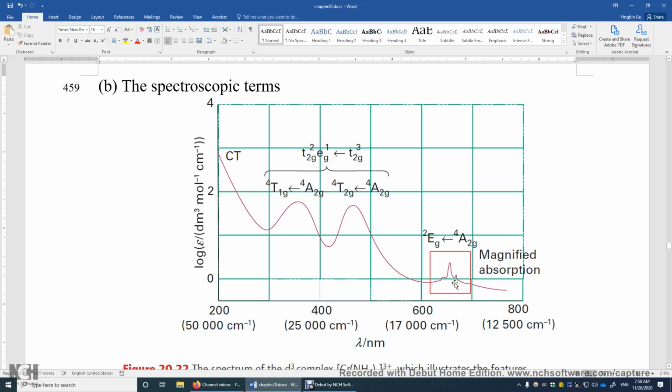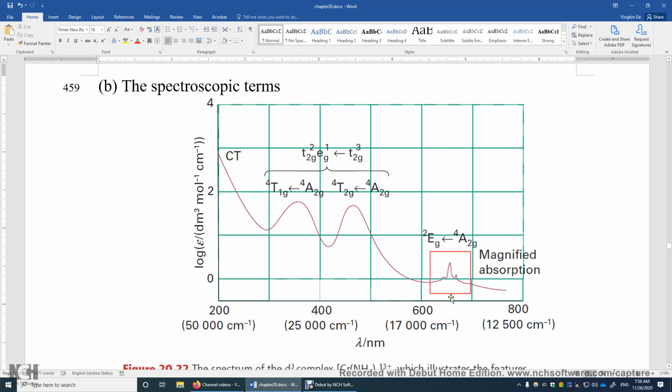Oh, by the way, this number is roughly 15,000 wave numbers. That corresponds to the so-called exchange energy. Again, when you have 2 electrons with opposite spin, in this case, it has more repulsion energy than two electrons with the same spin. That's why these two spin multiplicities have different energy here.